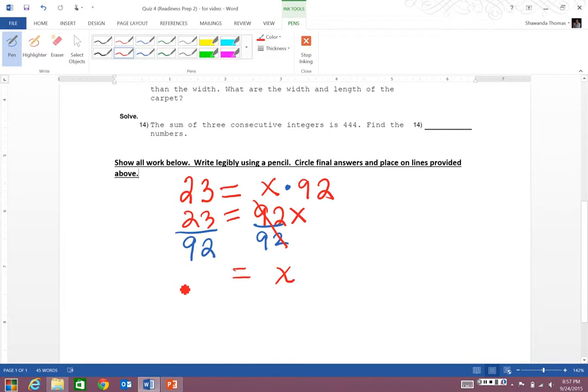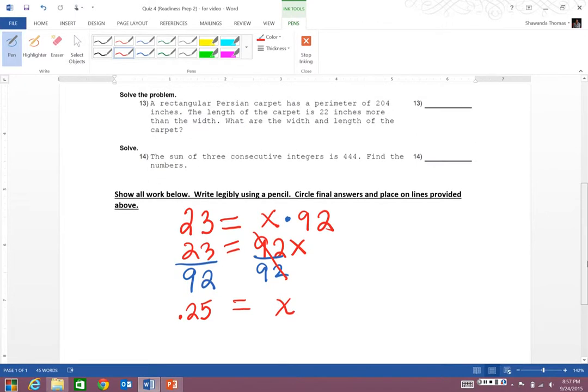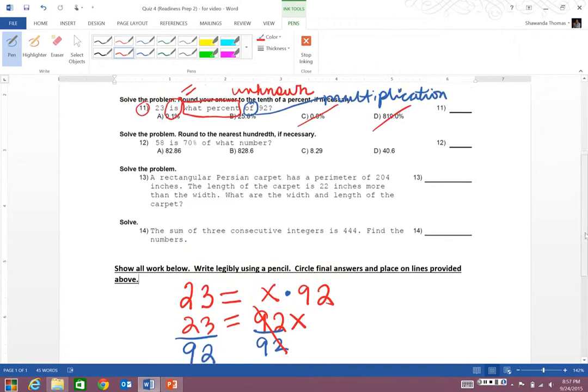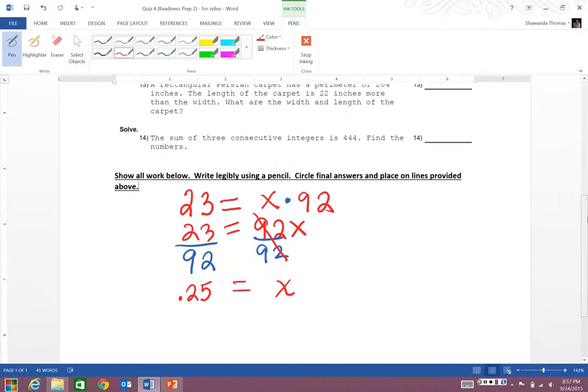Alright, we get 0.25. Now always go back and read the question to make sure you have answered the question. So it said, 23 is what percent of 92? So when we look at our answer, did we put it as a percent? Not yet. In order to change a decimal to a percent, what do we do? We move our decimal 2 places to the right, and then we put our percent sign there. So our answer is 25%.